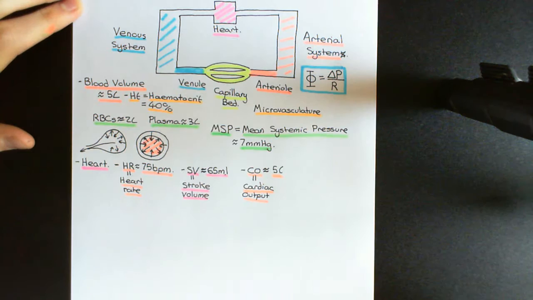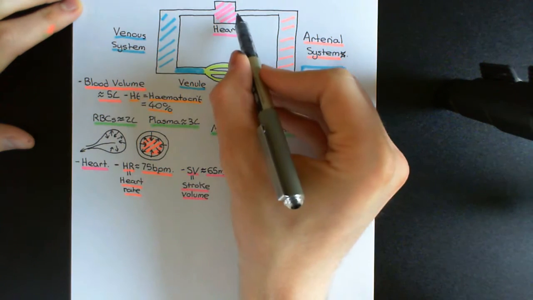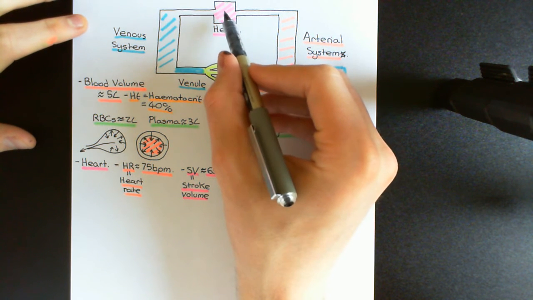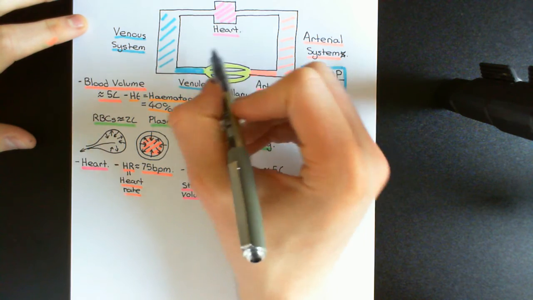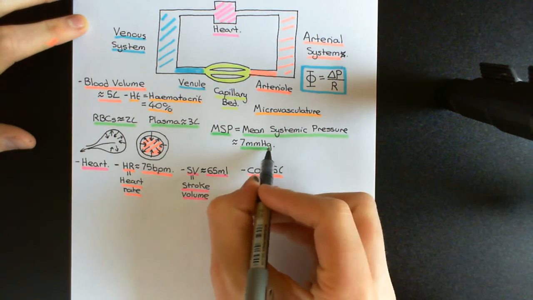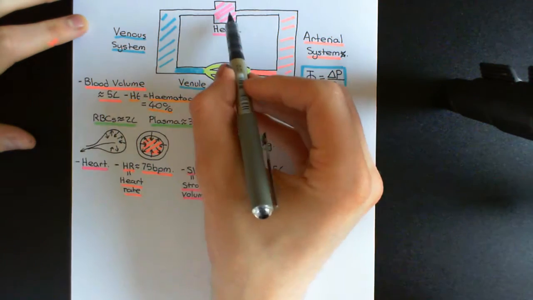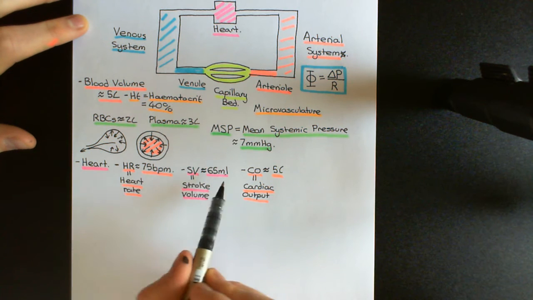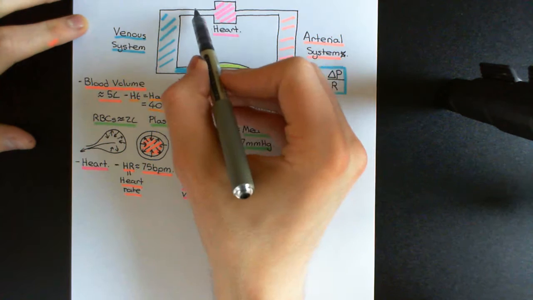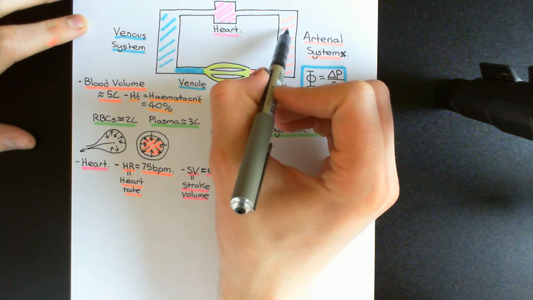Okay, now, here's a really important thing to understand. When we start this from the beginning, remember we started off with the heart being off and the blood evenly distributed between the arterial system and the venous system and all over the cardiovascular system, and the pressure everywhere was just 7 millimeters of mercury, the mean systemic pressure. When we start the heart with these specifications, what is then going to happen? Well, the heart's going to do its first beat and it's going to move 65 milliliters of blood from the venous side to the arterial side.